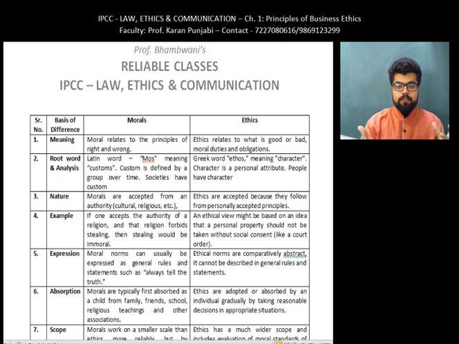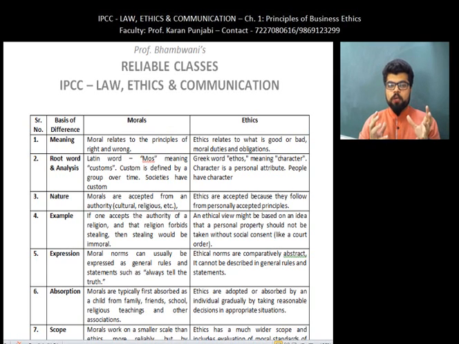So when I talk about ethics, it means something which is related to character, which means it is something related to an individual. And at the same time, when I discuss morals, it starts from the word mos, and it is something that is related to customs. And customs, where do we derive our customs? We derive our customs from the society, our religion and our culture.